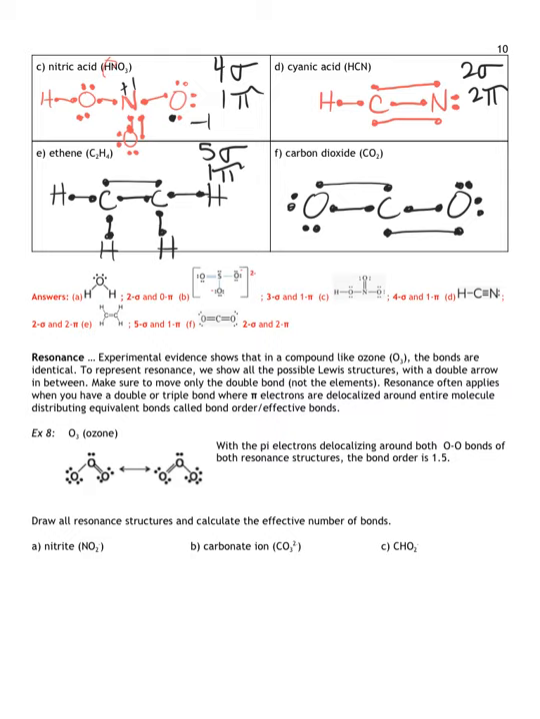Let's count my sigma and pi bonds. I have 2 sigmas, and I have 2 pi's.